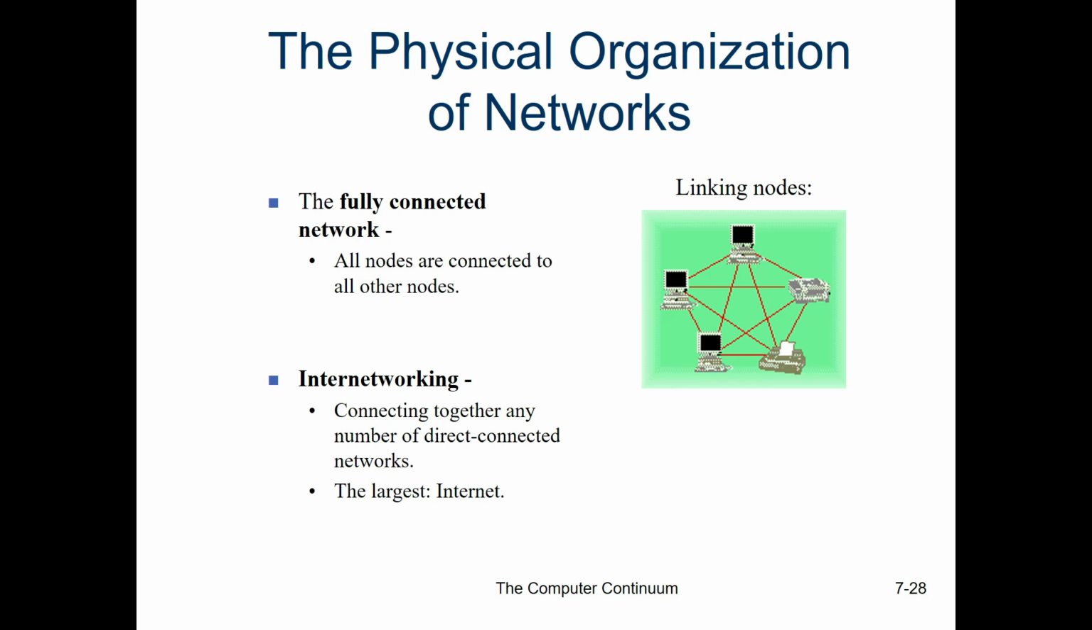Then there is also internetworking, which is connecting together any number of directly connected networks. And the largest is the internet. The internet is basically nothing but interconnected networks. Like, let's say I am connected to my Wi-Fi router, and my Wi-Fi router is connected to other ISP providers, and the ISP providers are connected to others from where they got the license to provide me internet. In the same way all those are connected together. So that connection is called the internet.